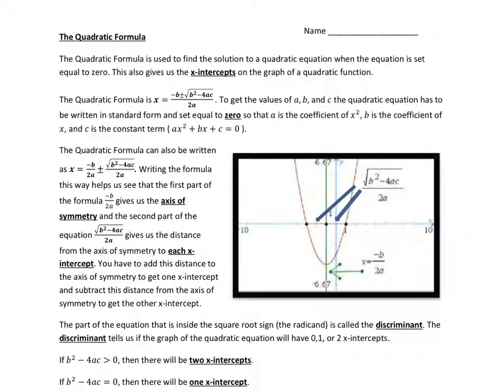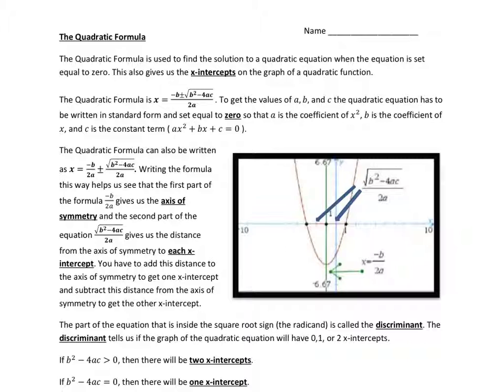The quadratic formula. The quadratic formula is used to find the solution to a quadratic equation when the equation is set equal to 0. This also gives us the x-intercepts of the graph of the quadratic function. The quadratic formula is x equals negative b plus or minus the square root of b squared minus 4ac, all over 2a.